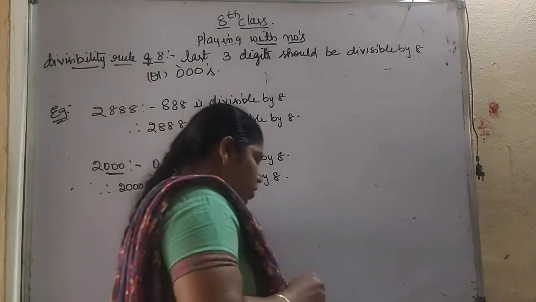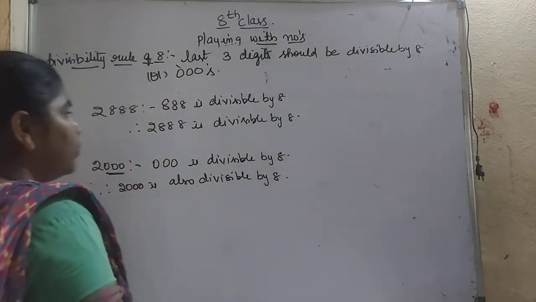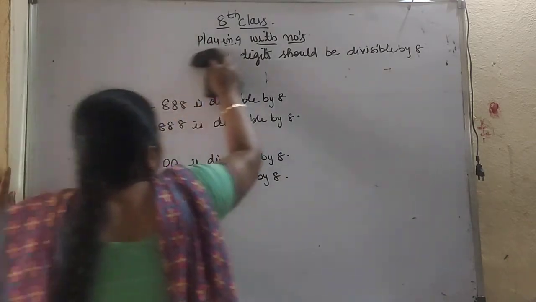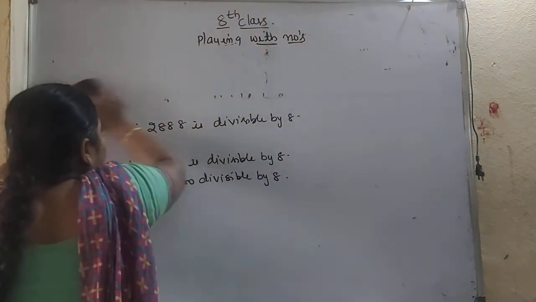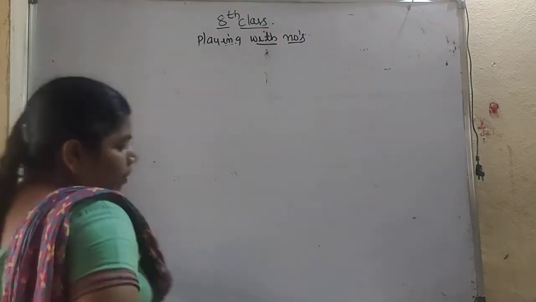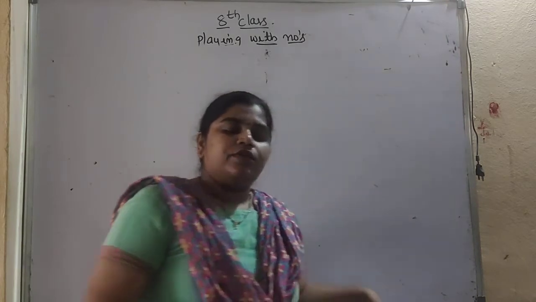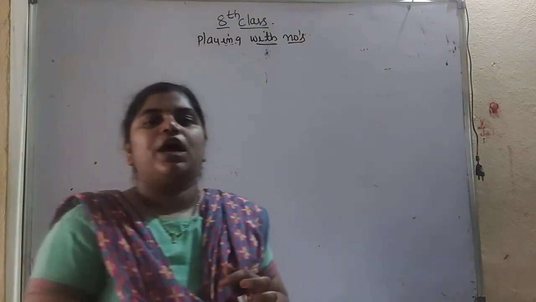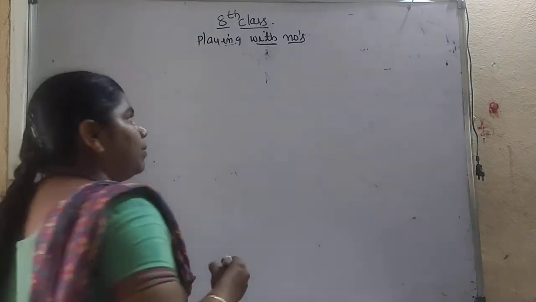Next is the divisibility rule of 9. What is the divisibility rule of 9? It is the same as the divisibility rule of 3. For the rule of 3, we add all the digits and the result should be a multiple of 3. But for the rule of 9, we add all the digits and the result should be a multiple of 9. Then only it will be divisible by 9.